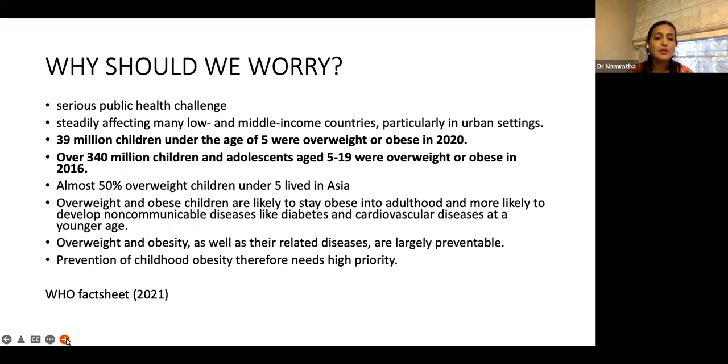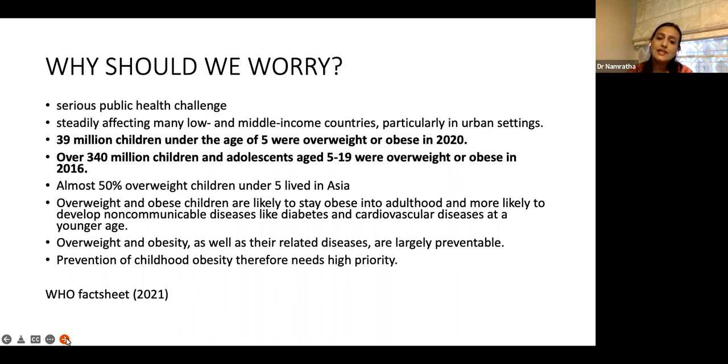It's been estimated from the WHO statistics that close to 39 million children under 5 years of age were overweight in 2020. The combined prevalence of overweight and obesity has almost tripled in the last decade. And almost 50% of these overweight children have lived in Asia.